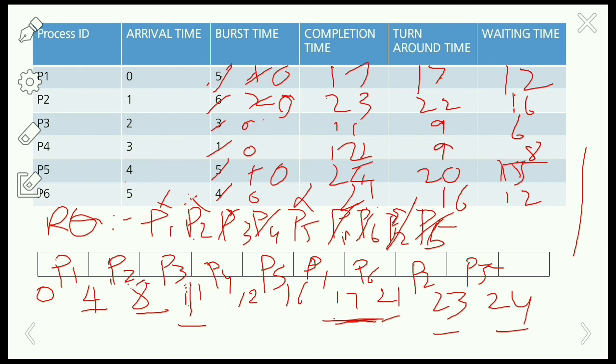Now we have to find the average turnaround time and average waiting time. For the average turnaround time, we calculate the sum of the turnaround times of all the processes divided by 6. So the average turnaround time is 93 by 6, and the average waiting time is the sum of all these waiting times by 6, that is 69 by 6. Like this we get the average turnaround time and average waiting time of this given example.